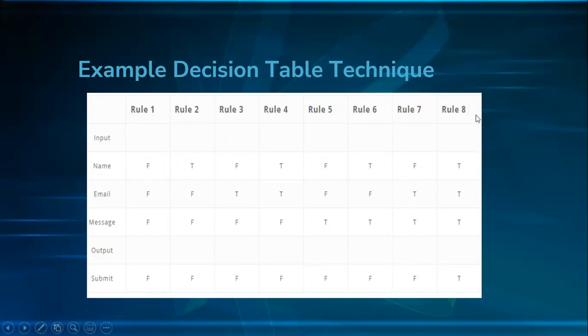So I took the first rule. It's mainly a combination of different true or false values. F is false, T is true. So in my rule 1, I've entered a wrong name, a wrong email, and a wrong message. My output is that the submit button won't be enabled, so it's going to be false, because I didn't put the right input.